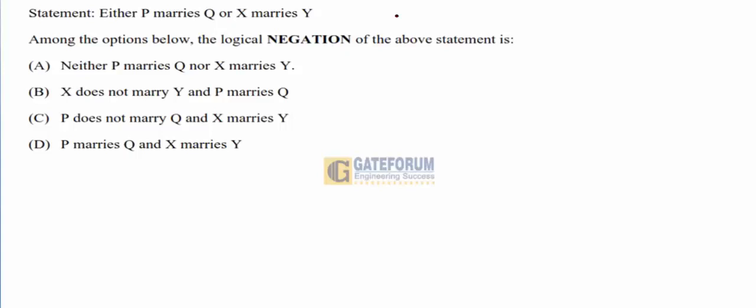So the negative would be neither P marries Q nor X marries Y. Means P does not marry Q, X does not marry Y. So which sentence says that fact? See, the first one says that fact, neither P marries Q nor X marries Y, and hence the first one is the answer, the logical negation of the above statement.